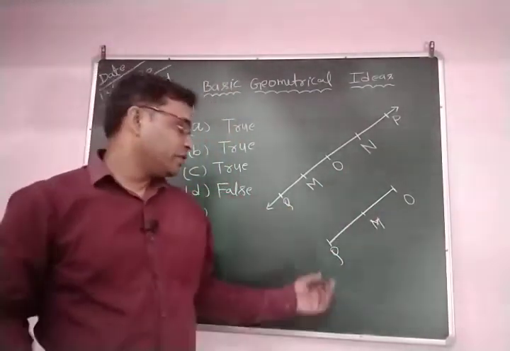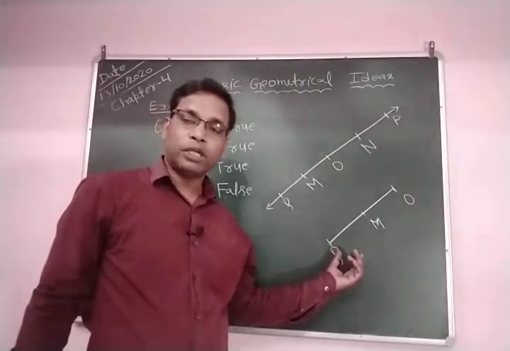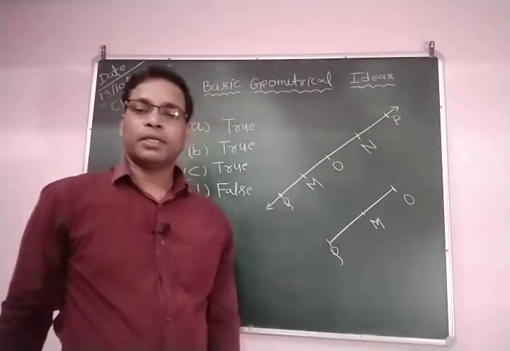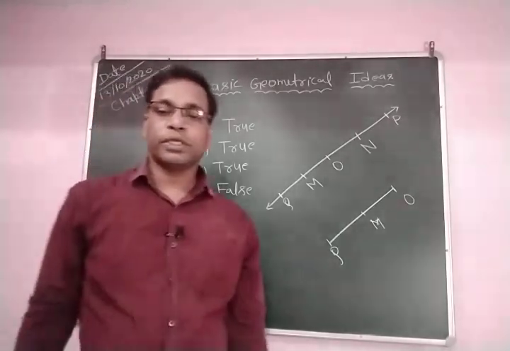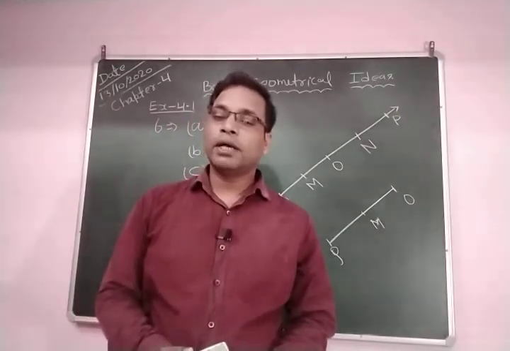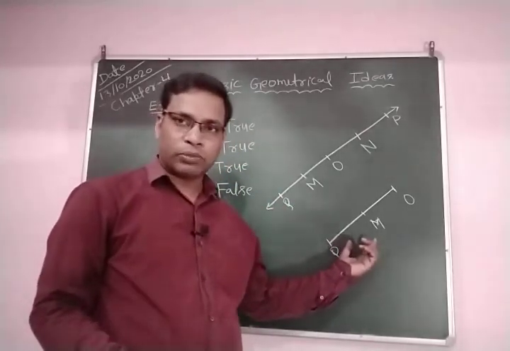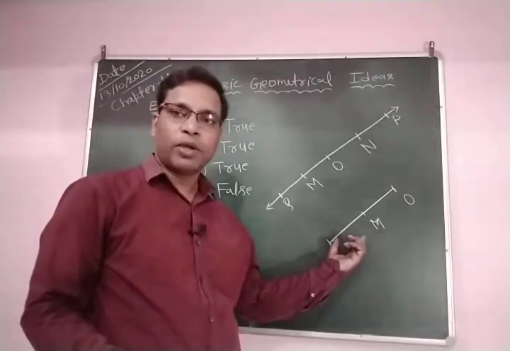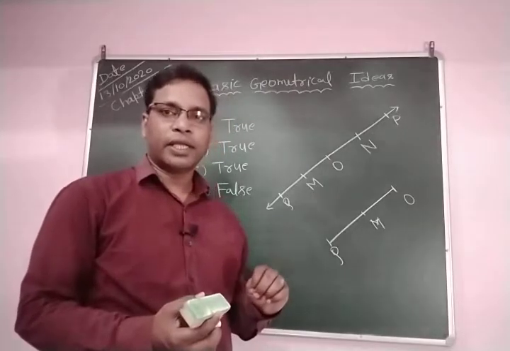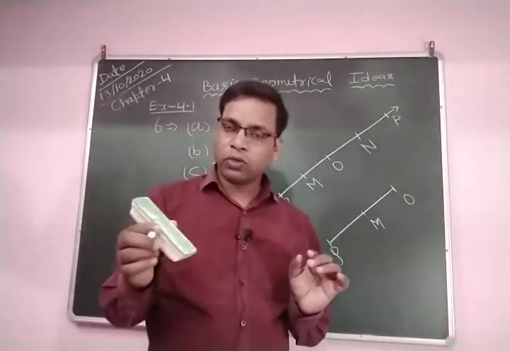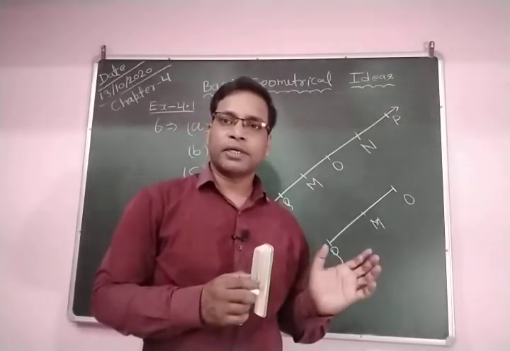Okay. So here you can see the line segment OQ has end points O and Q, but the question told that M is one end point of line segment OQ. But here you can see M is not an end point of line segment OQ. The end points of line segment OQ are O and Q. M lies between them anywhere. M is any point between O and Q, and O and Q are the end points of this line segment OQ.